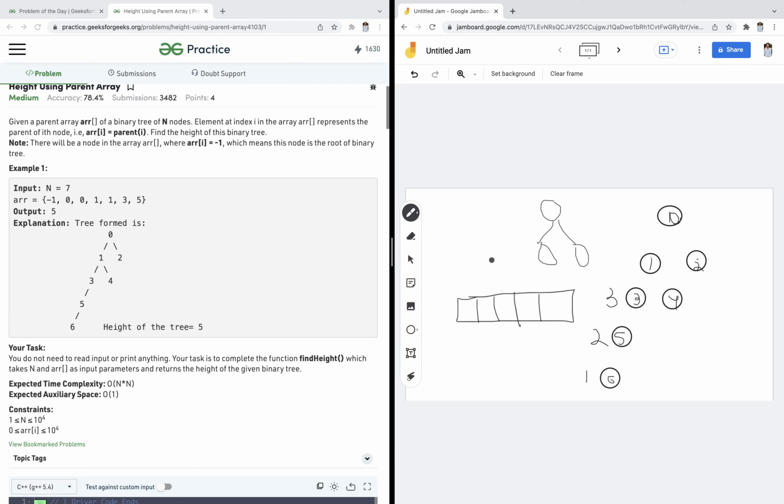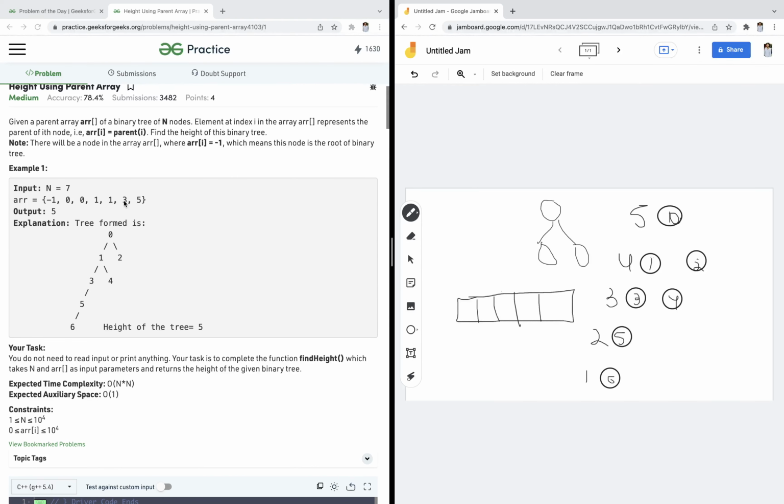So 1's parent is 0. So 4, and 1's parent is 0, then 5. So this is one iteration. Maybe in this question we got the answer in only one iteration, because this is the longest tree. But in other questions, how things will occur is that after this particular last index we will move to this.